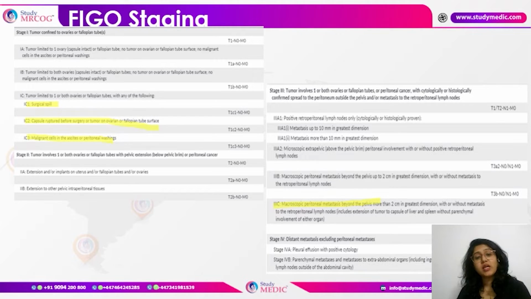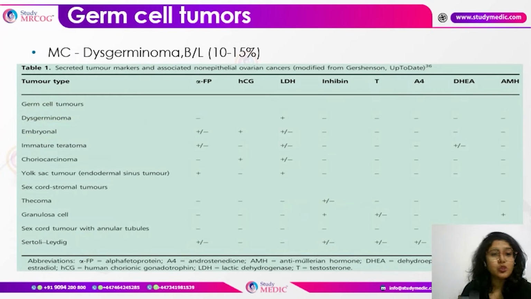Another question which they ask is regarding pleural effusion. If they have mentioned that pleural effusion is negative for cytology, then it will not be 4A. Essentially, for it to be staged at 4A, the pleural effusion, if present, should be positive for cytology for it to stage as 4A. So please go through the FIGO staging once for all the cancers.